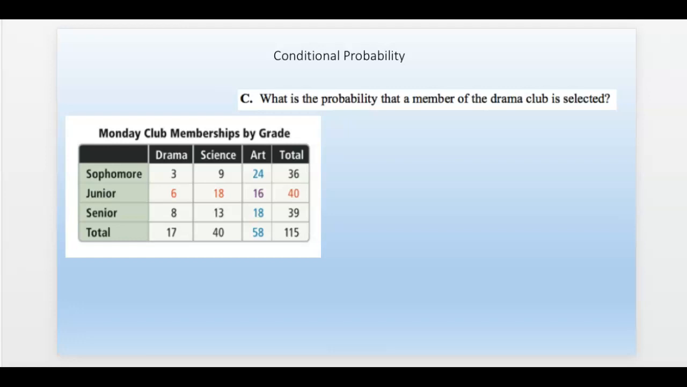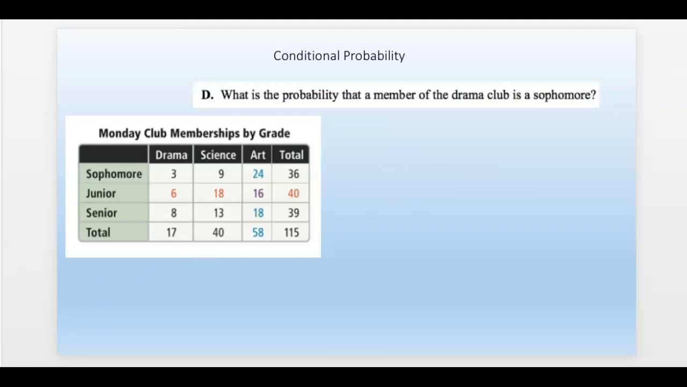All right, another example. What's the probability that a member of the drama club is selected? Just a member of the drama club. And that's not conditional. We just want to know we're going to pick from all the students. All right, so the bottom again is 115, but this time we look at the drama column. The total here is 17. So we end up with 17 over 115. That's about 15%. Again, that's just a probability that a student selected is in the drama club.